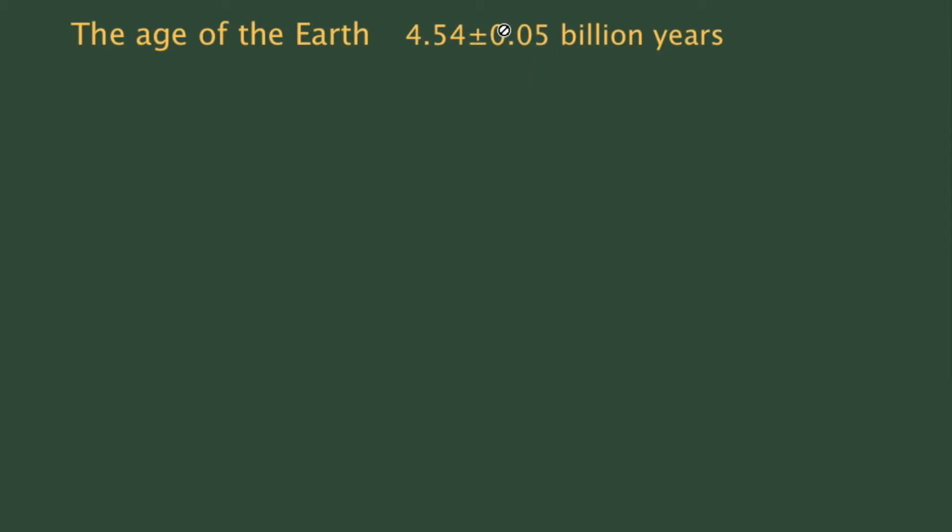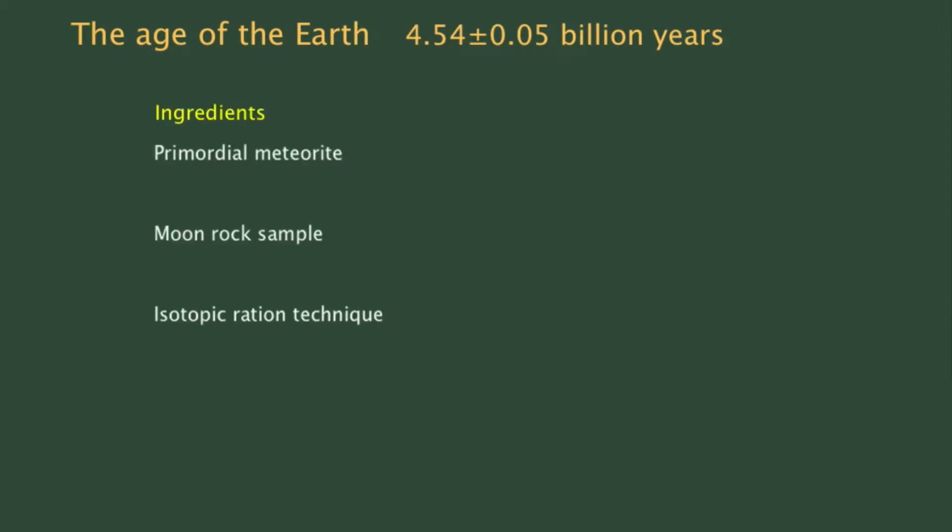So let's say you want to show or try to convince someone that the evidence is clear, and you want to explain how this is done. Well, you will need the following ingredients. One of the first ingredients that you need in order to determine the age of the Earth is a primordial meteorite. So what is a primordial meteorite?